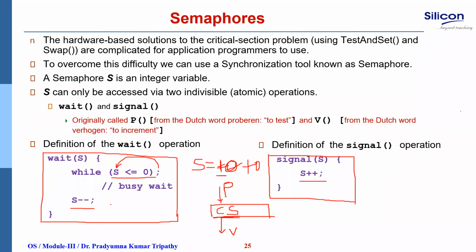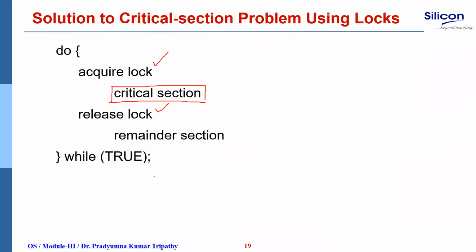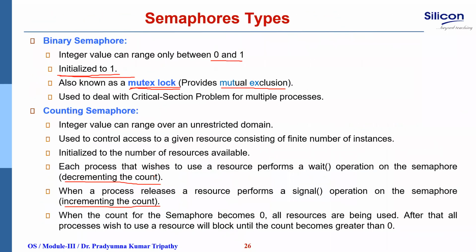Is that understood with the counting semaphore and binary semaphore? Is that understood or not?